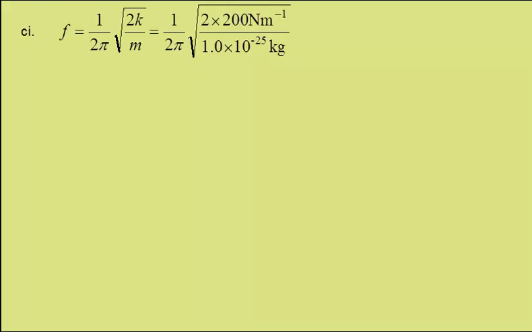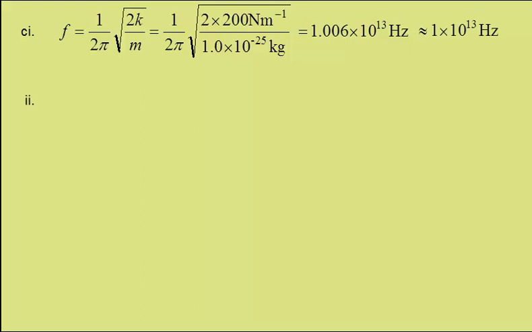In part C, we're told copper ions in a crystal lattice vibrate in a similar way due to the interatomic forces. In part 1, we're told the spring constant of these forces is about 200 newtons per meter. The mass of a copper ion is 1 times 10 to the minus 25 kilograms. We need to show that the frequency of their vibration is about 10 to the 13 Hz. Well, using the same expression, putting in the values relating to the copper ion gives 1.006 times 10 to the 13 Hz, which is around 1 times 10 to the 13 Hz as required.